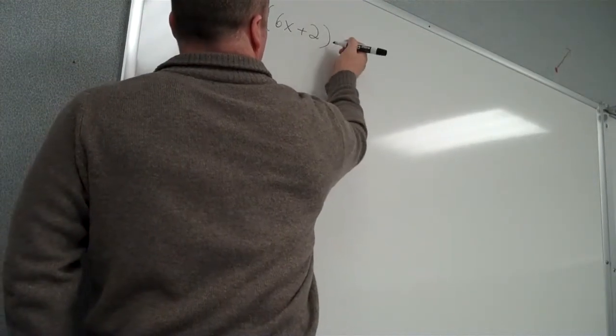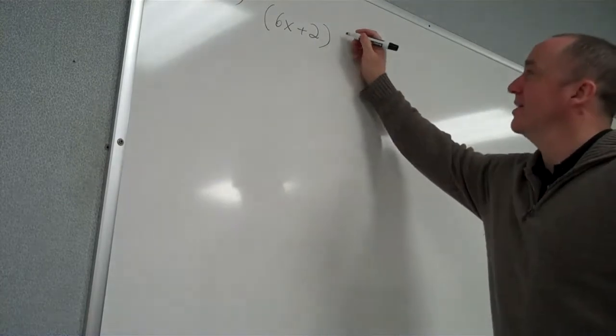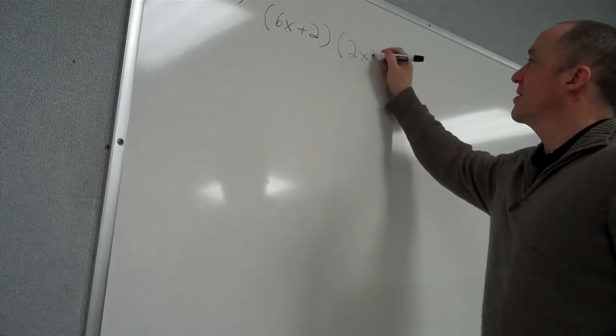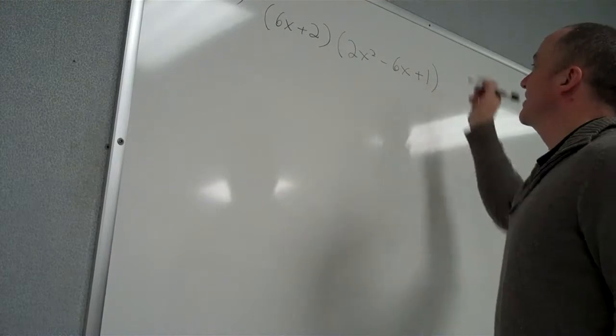6x plus 2. I don't think this is working. Huh? It's recording. I know that. 2x squared minus 6x plus 1. Brian? I asked Mimi to read it to me.